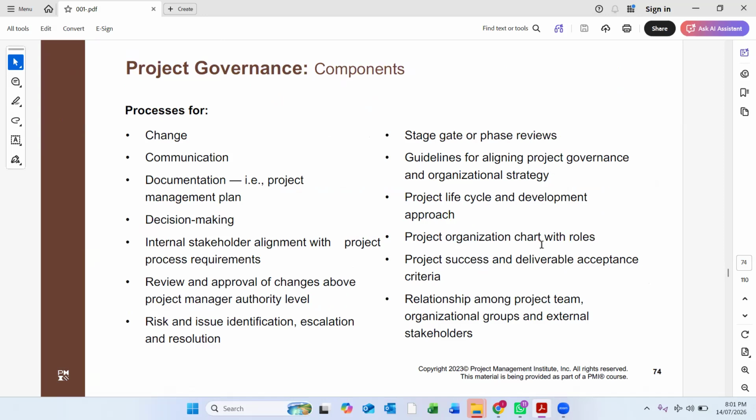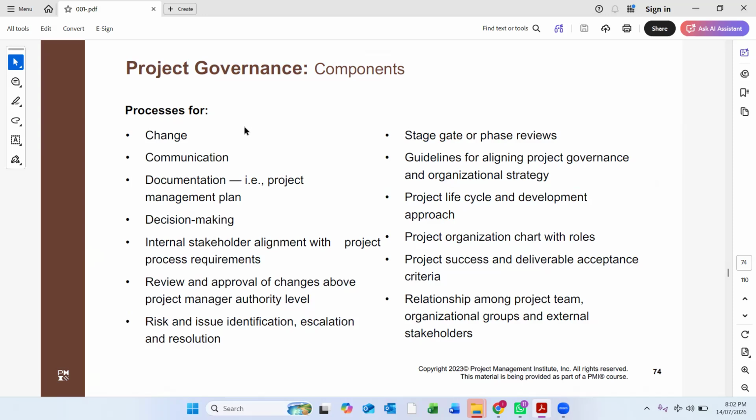Next one is project governance components. What are the governance components? They should be in any project. In any project, there should be a process for change. Have you ever heard the word variation orders in your projects? Variation orders is called the change. So there should be a process for change.